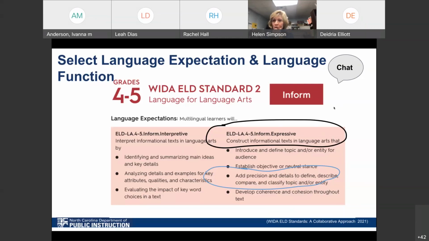Was it Lisa who? Where is it? Yes, Lisa, will you unmute and explain to us accordion paragraphs to provide more details? I don't know that strategy.